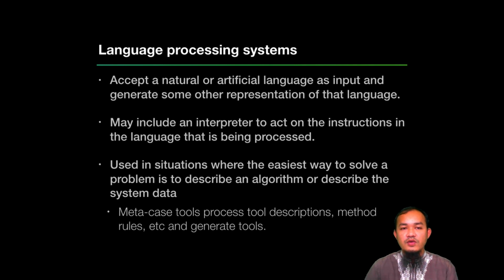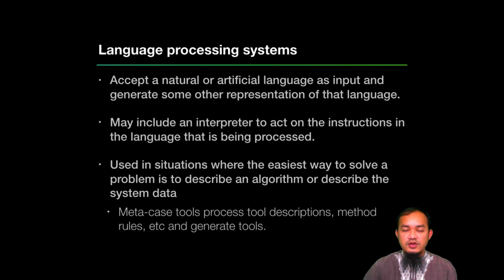Language processing system, for example as artificial language. They are used to translate from one form of language to another form of language. For example, I speak in English and I want to translate to Thai, so we have to use this system. Language processing system, translated from English to Thai.